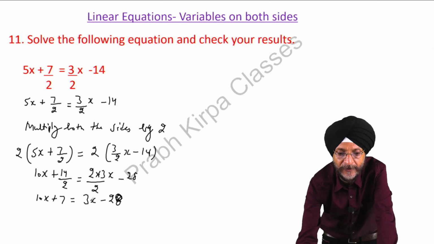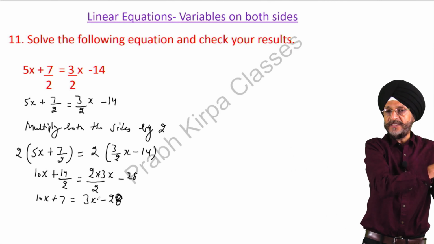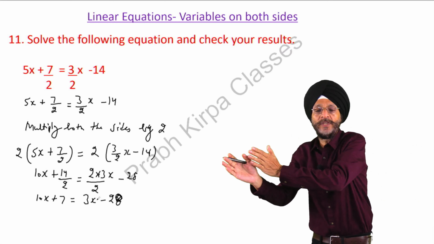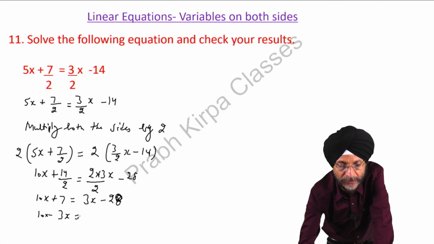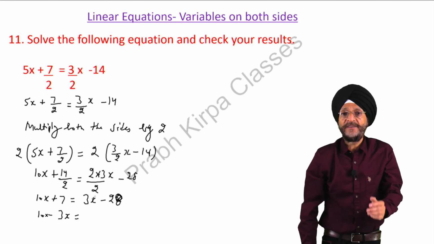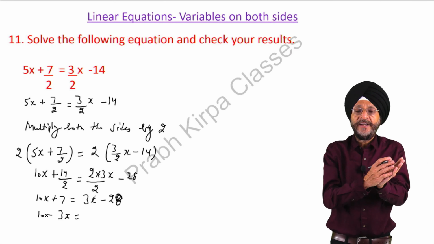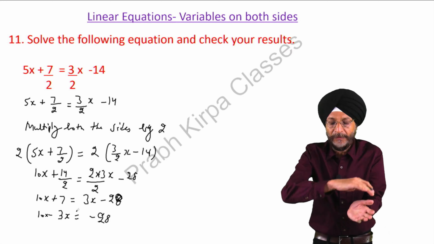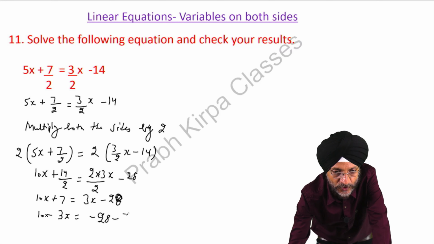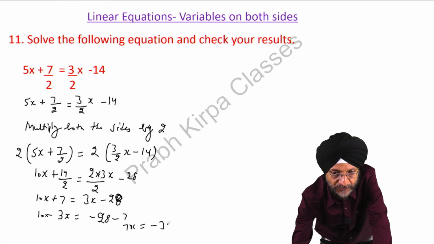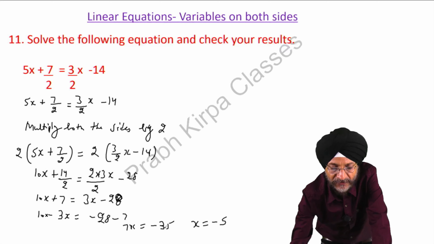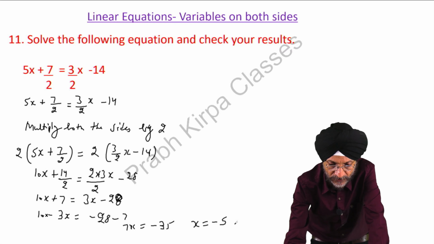So now we will take the variable terms on the one side and the numbers which do not have any variable to the other side. So 5x minus 3x, because this variable is having positive sign, and when it is shifted to the other side, that is left hand side, it will become negative, and minus 28, and this plus 7 will be shifted to the other side and it becomes negative. So the result is 2x is equal to minus 35, or we can write it as x is equal to minus 5, because 35 will be divided by 7. So x is equal to minus 5.